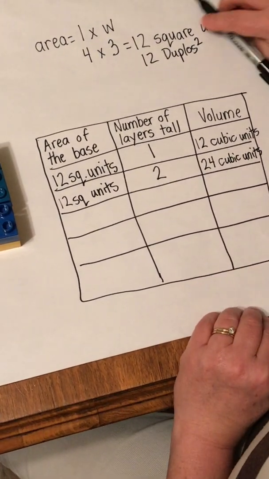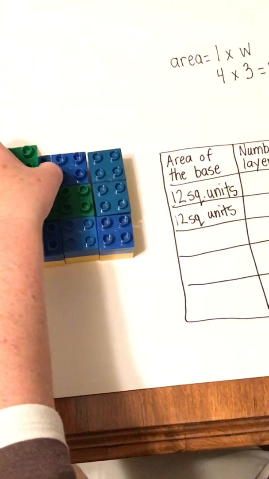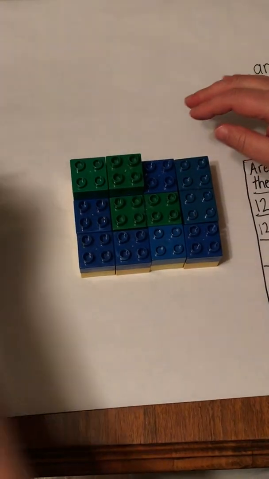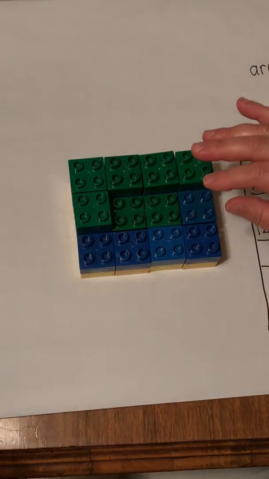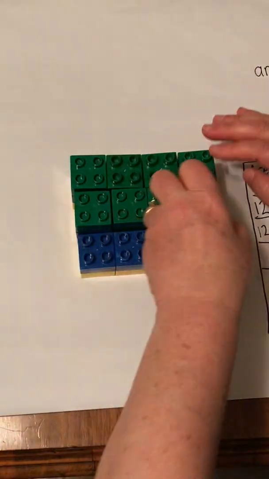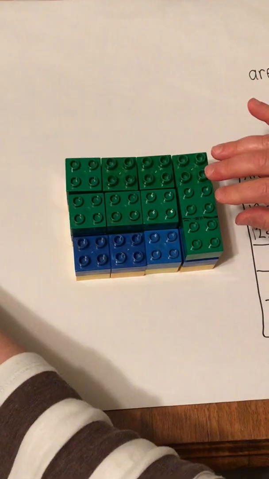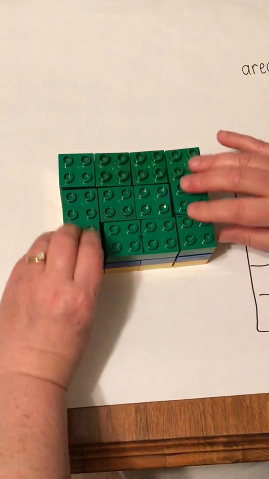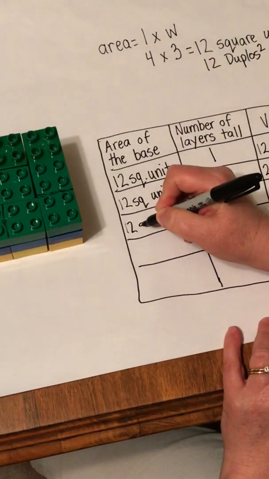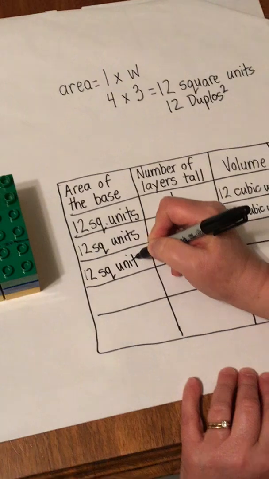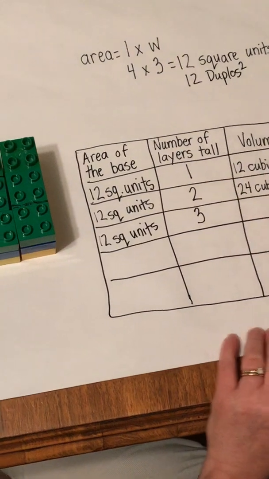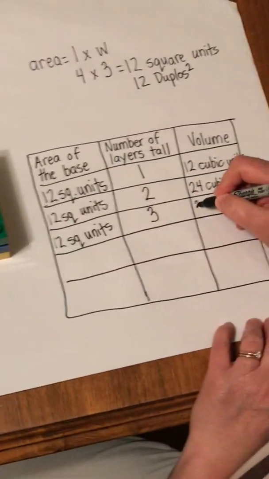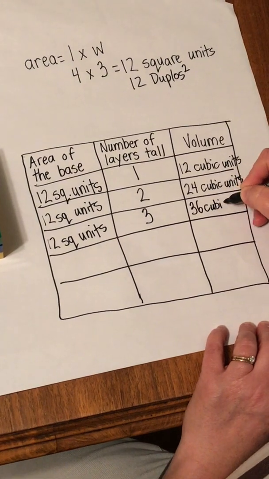Remember, you're watching for any patterns. This time, let's add a green layer. 1, 2, 3, 4, 5, 6, 7, 8, 9, 10, 11, and 12. My green layer has an area of 12 square units. And this time I have 3 layers. It's 3 layers tall, yellow, blue, and green. And my volume is 36 cubic units.